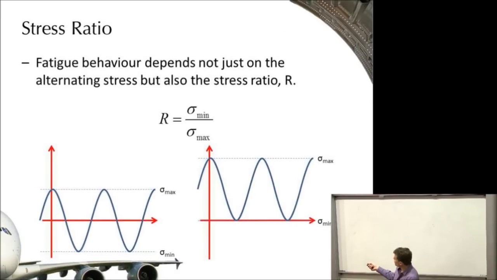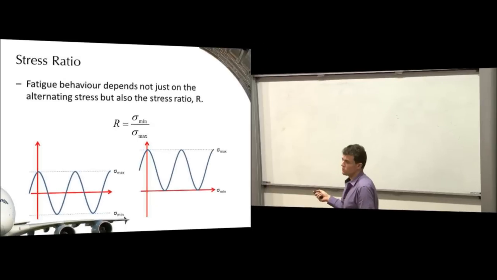So if you loaded a material this way and you loaded a material this way, you'll get a different number of cycles to failure. So we need to wrap our stress ratio into our formula somehow. Is the stress ratio an absolute value or is it positive or negative? It can be positive or negative. It can have a value of up to 1 in the positive direction, or it can have a value down to negative infinity, because the minimum is often negative, so R can be negative as well. Okay.